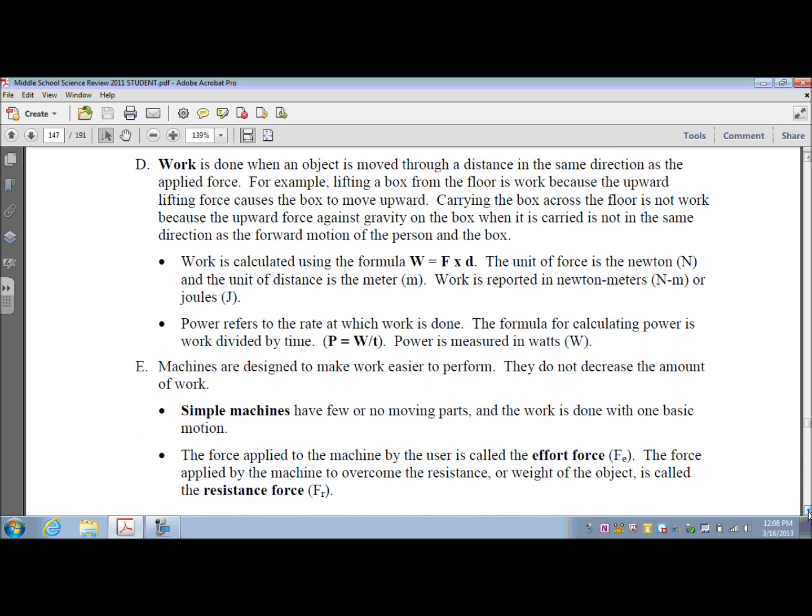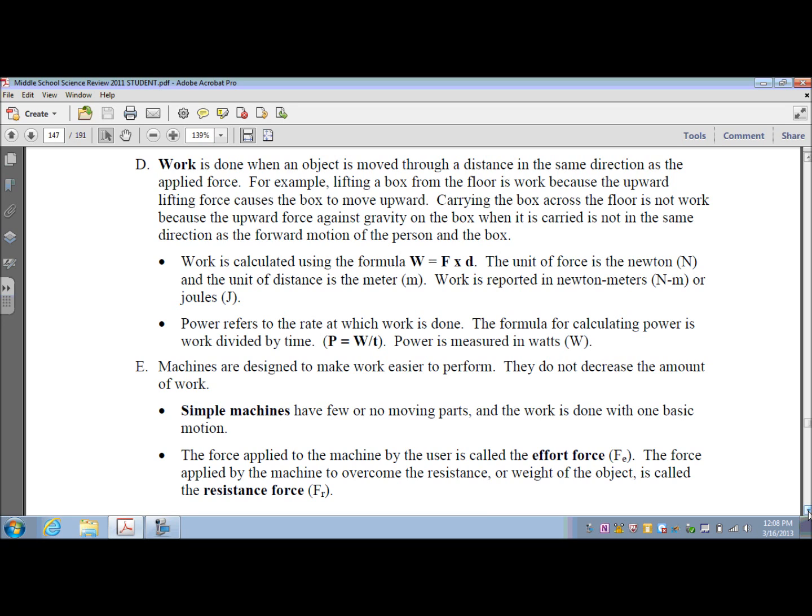Section D. Work. Work is done when an object is moved through a distance in the same direction as the applied force. For example, lifting a box from the floor is work because the upward lifting force causes the box to move upward. Carrying the box across the floor is not work because the upward force against gravity on the box when it is carried is not in the same direction as the forward motion of the person and the box. So in summary, the direction has to be the same as the force for it to be considered work.